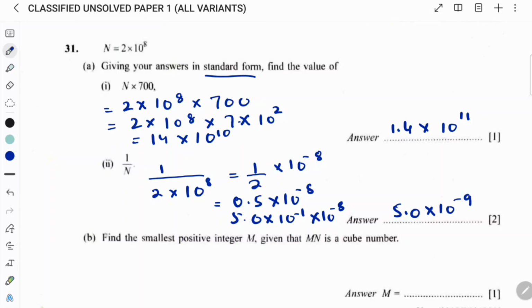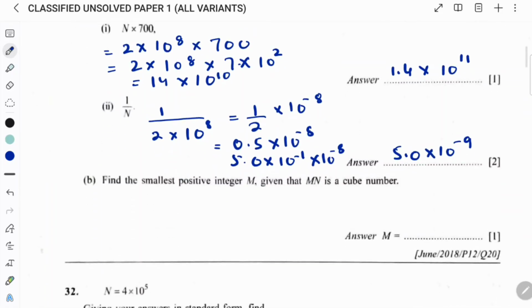Okay. Now the part B, find the smallest positive integer m, given that mn is a cube number. It means like 10 cube, 10 power 9. They're asking you the smallest possible, otherwise a bigger number can also be there. M into 2 into 10 to the power 8. We have to make a cube number which is the smallest one. So this is 8. If it will become 10 to the power of 9, what do we do? If we just take 5 times 2 is 10.